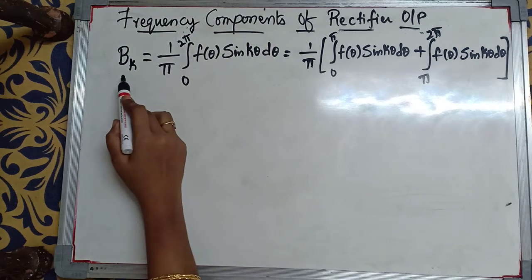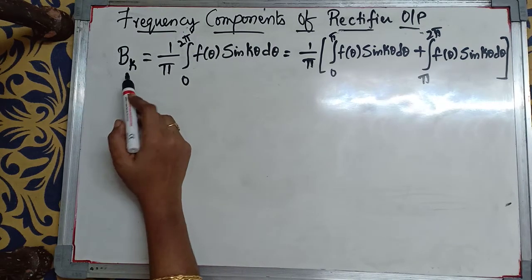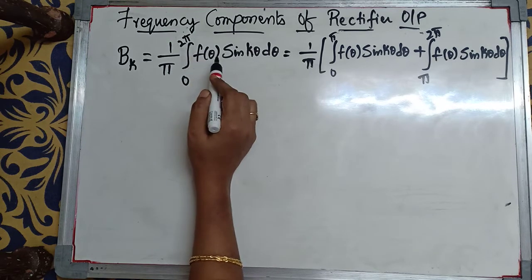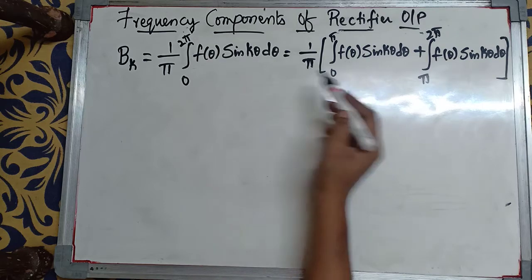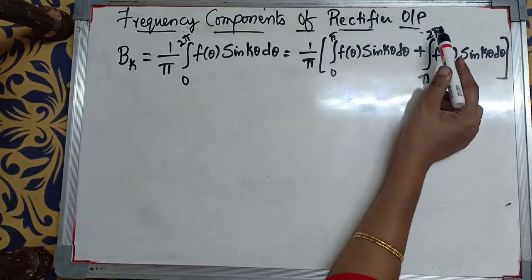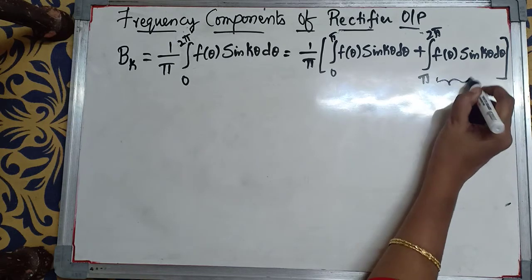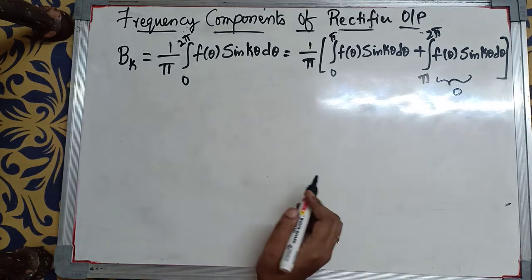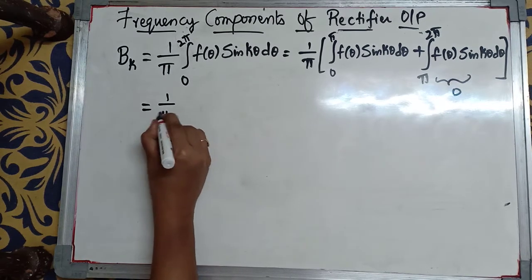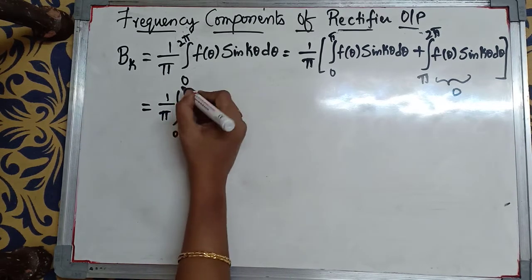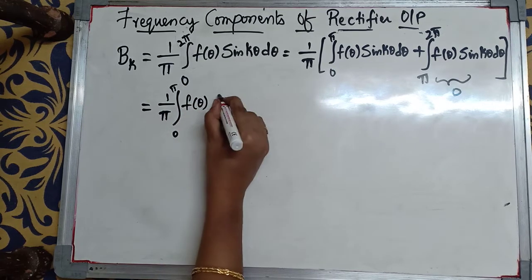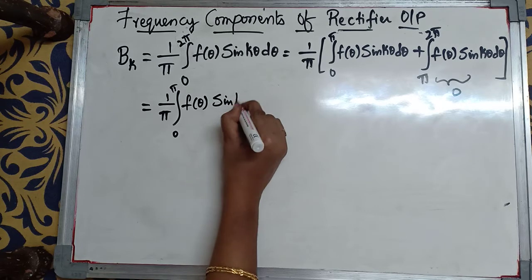Let us now derive the value of the coefficient bk. The formula for that is 1 by pi integral 0 to 2 pi f of theta sine k theta d theta, and this integral again we split from 0 to pi and then pi to 2 pi, and from pi to 2 pi we know f of theta is 0. So this above equation will get simplified as 1 by pi integral 0 to pi f of theta sine k theta d theta.